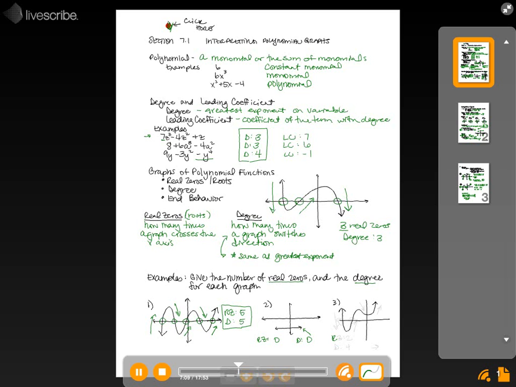The last one, real zeros, degree, this one crosses twice, so we have 2 real zeros, and then it goes down, up, down again, and then up 1 more time. So our degree is actually 4. And in this case, our real zeros are less than our degree, which is okay, but remember your real zeros cannot be more.